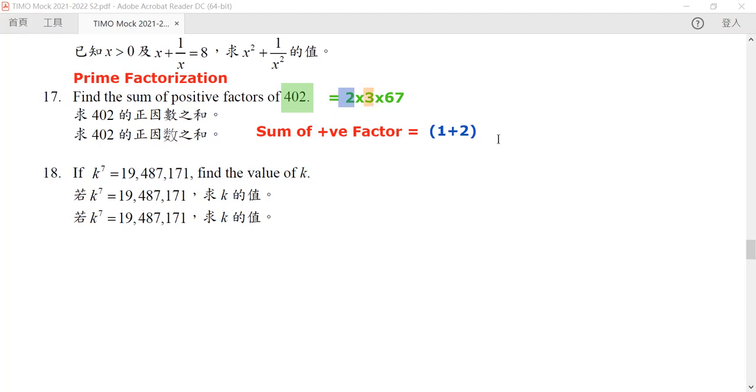Because there's a 3 here, it starts from no 3 to one of them. And finally, the last part is our 67, so here it would be 1 plus 67. So our answer here will be equal to 2 times 3, 3 times 4 times 68, and hence it would be equal to 816. So 816 is our answer for question 17.